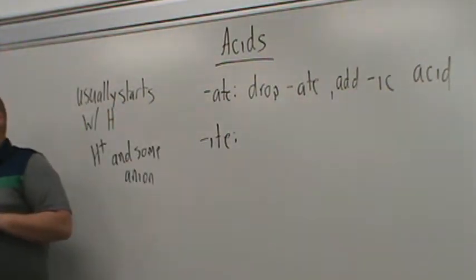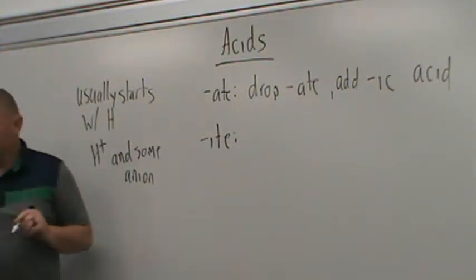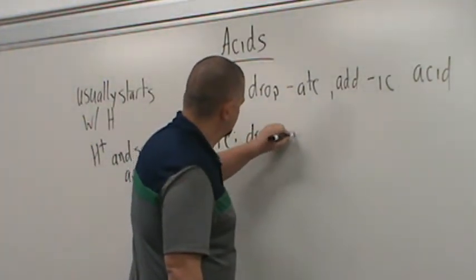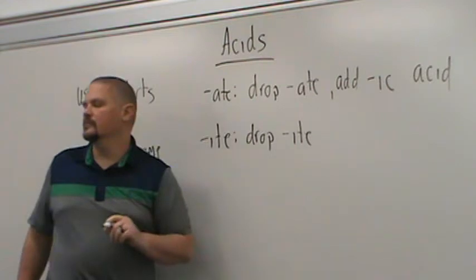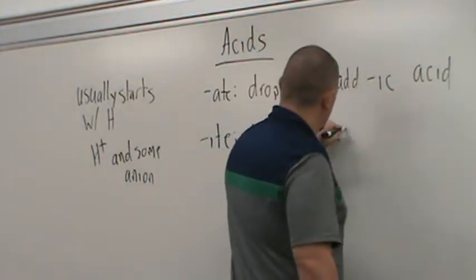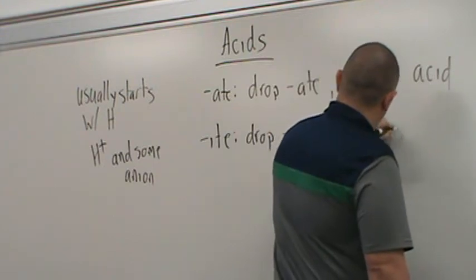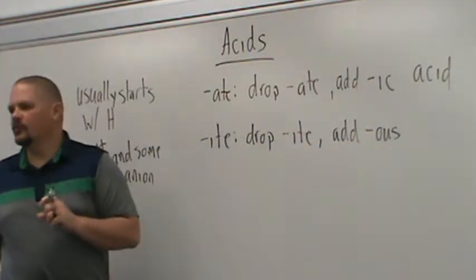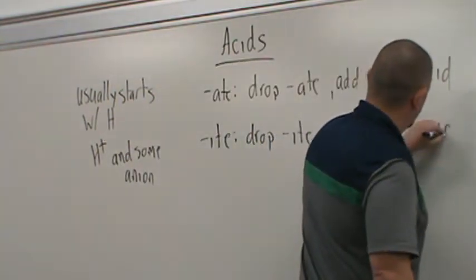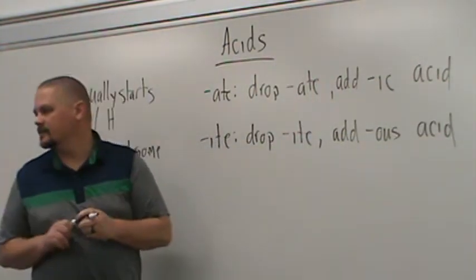If our anion ends with ITE, we're going to drop the ITE ending. We're going to add OUS in its place. And of course, we're going to write the word acid.